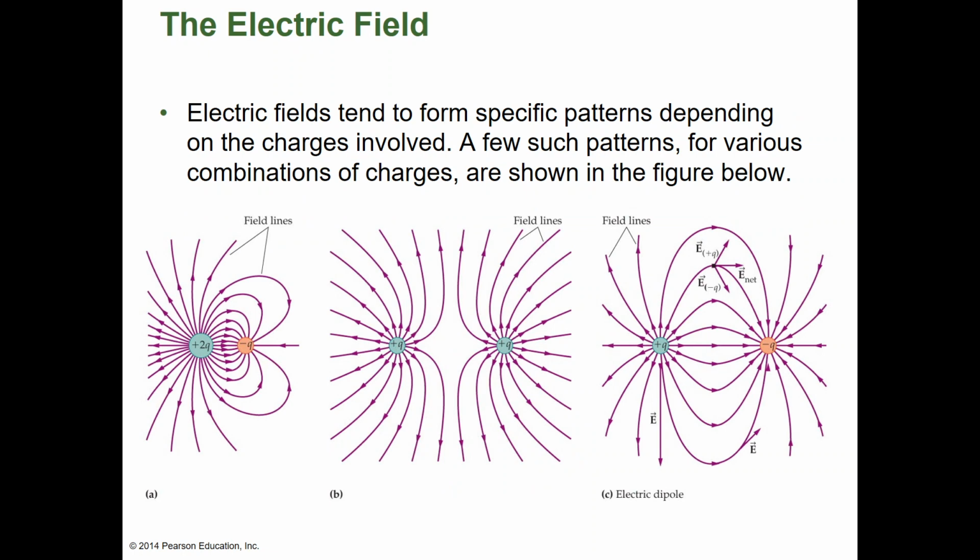If you have two like charges, right in between them, there's zero force or zero field. Whereas if you have two opposite charges, what would be the strength of the field in between? It would be double of if it was just one charge.